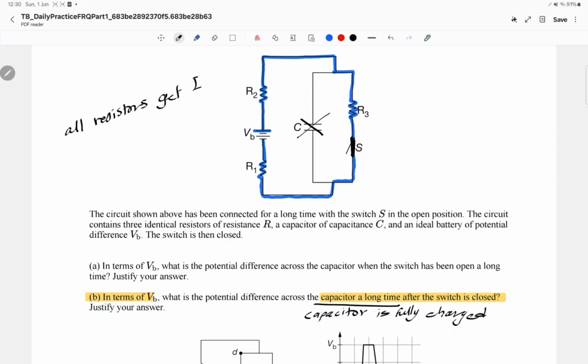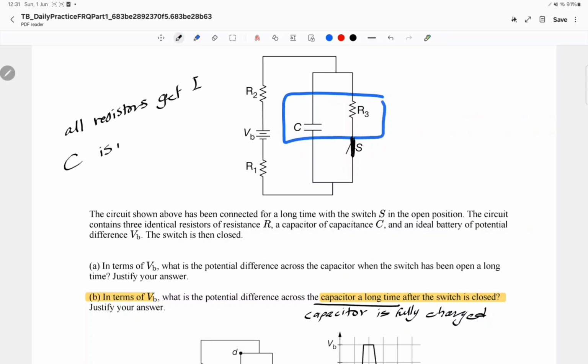Now, the capacitor, okay, is in parallel. Let me just erase this. The capacitor is going to be in parallel with R3. Which basically means that whatever voltage the R3 gets, the capacitor also gets. So the voltage in the capacitor is equal to the voltage in R3. The question is, what is the voltage in R3?